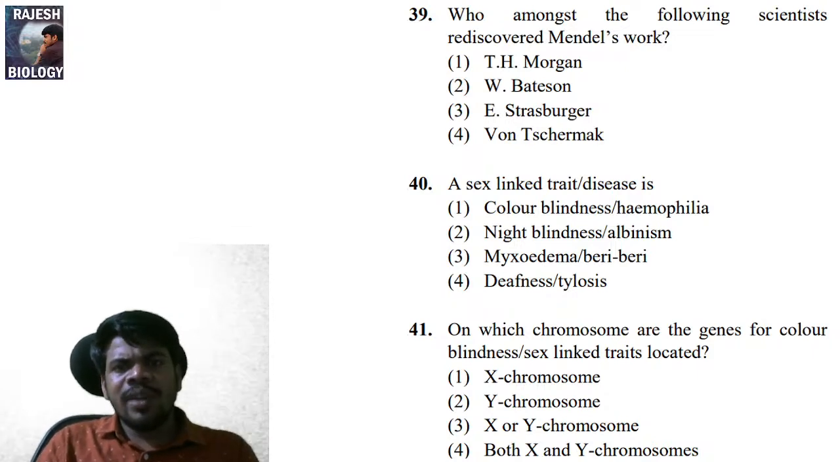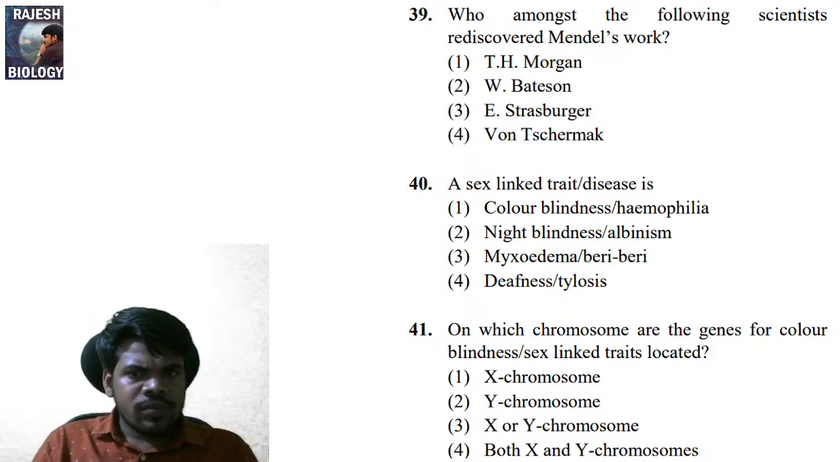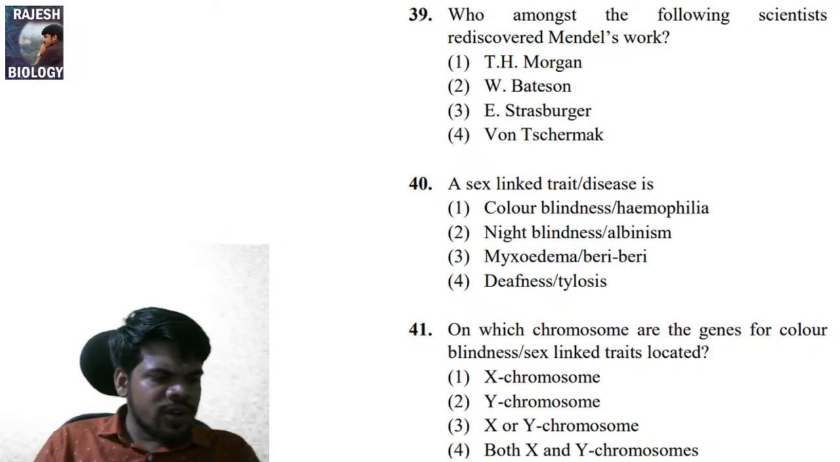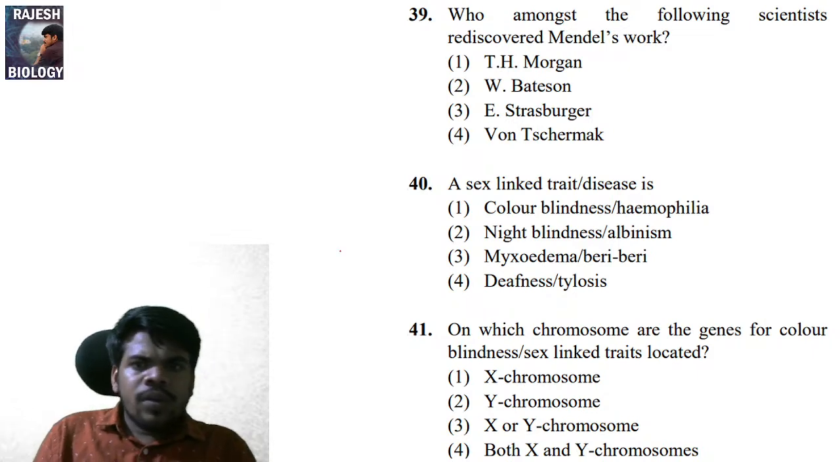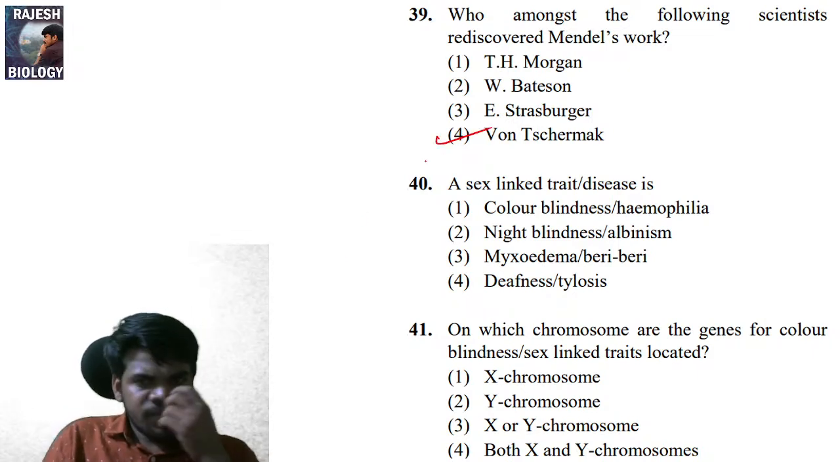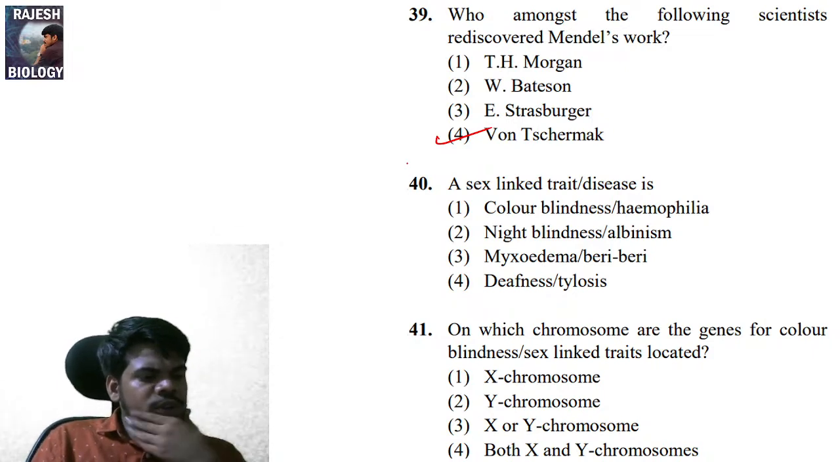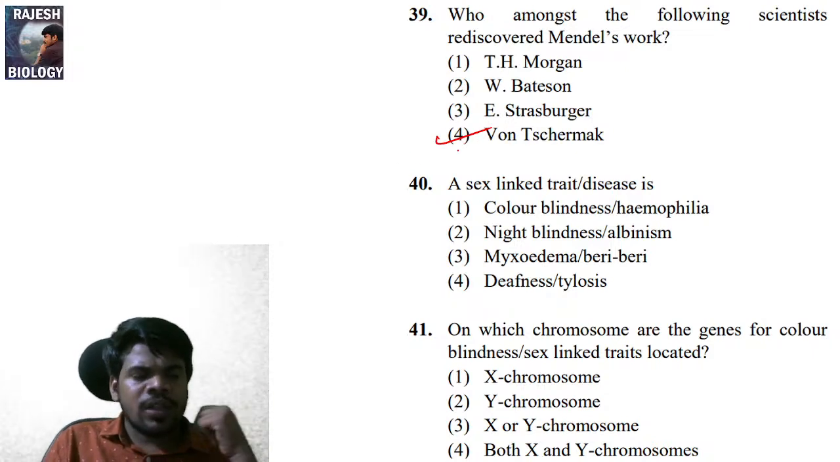T.H. Morgan, William Bateson, E. Strasburger, and von Schermach. Yes, codon, sixth codon, right, Chinnu? Come to the 39th question. T.H. Morgan, no. Von Schermach, not T.H. Morgan. Next, 40th question. Hugo de Vries, von Schermach, these are the scientists who rediscovered the Mendel laws.